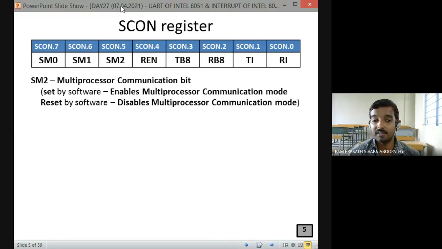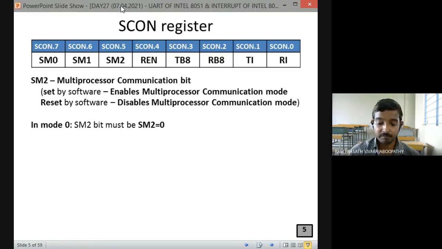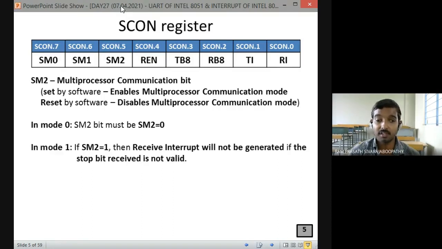Today I will explain what you mean by multiprocessor communication mode in detail. I told you in the last class, but in detail we will see today. Fine. But you will understand only if you observe the PPT well. In the case of mode 0, the SM2 bit must be reset. When you are configuring the serial UART of 8051 in mode 0, the multiprocessor communication mode must definitely be disabled. Fine. In the case of mode 1, pay attention.